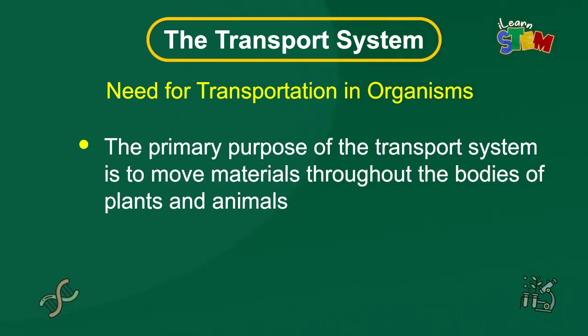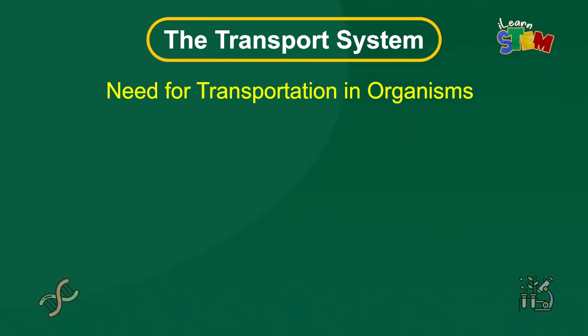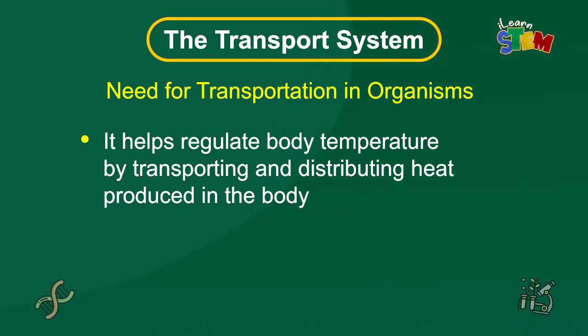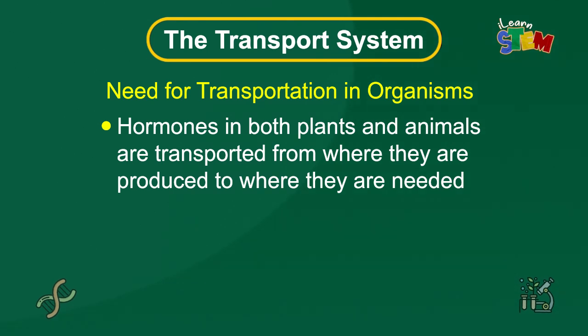The primary purpose of the transport system is to move materials throughout the bodies of plants and animals. 1. It helps regulate body temperature by transporting and distributing heat produced in the body. 2. It ensures that every cell in the organism obtains essential materials for metabolism, such as oxygen and water. 3. Hormones in both plants and animals are transported from where they are produced to where they are needed.